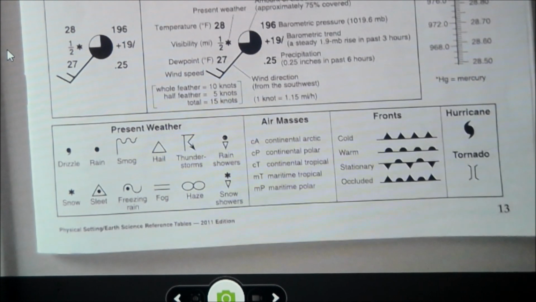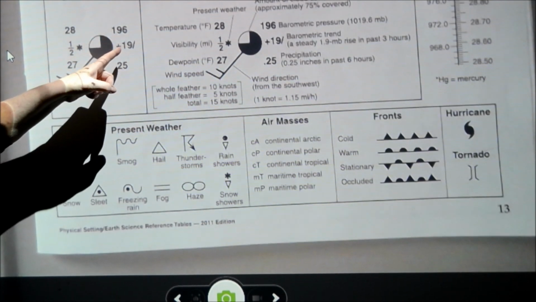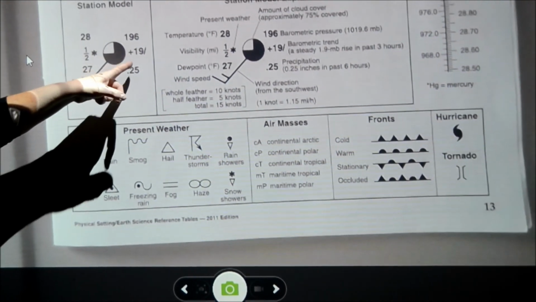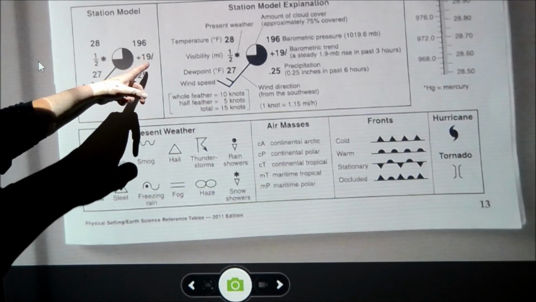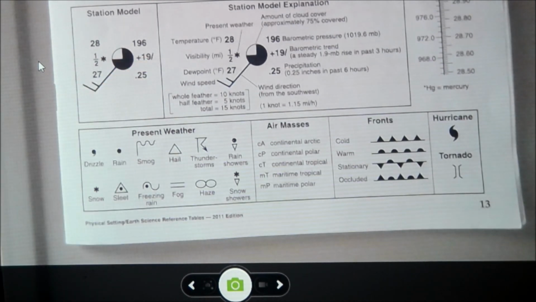The middle one is your barometric trend. What has happened to your pressure in the last 3 hours? The positive means it has risen, it's increased. Same thing, the decimal should be here, so it should be 1.9 millibars. So it has risen 1.9 millibars in the last 3 hours.